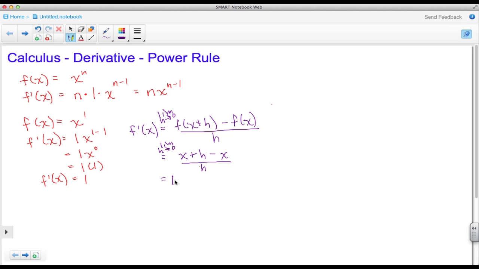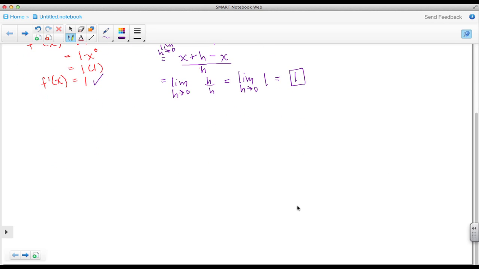As we begin to simplify, I have a positive x and a negative x. Those cancel out, so I'm left with h divided by h. To further simplify, h divided by h is 1. And when I take the limit of a constant, the limit is whatever that constant is, and we see that those two match. Alright, let's take a look at something a little more complicated.